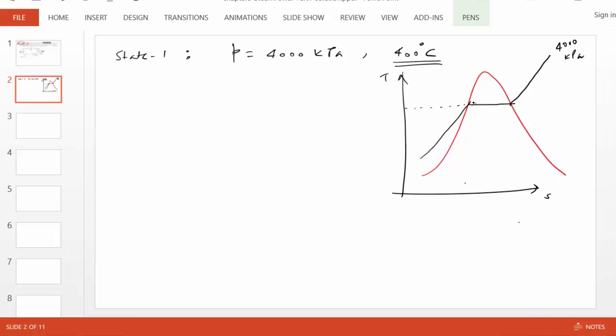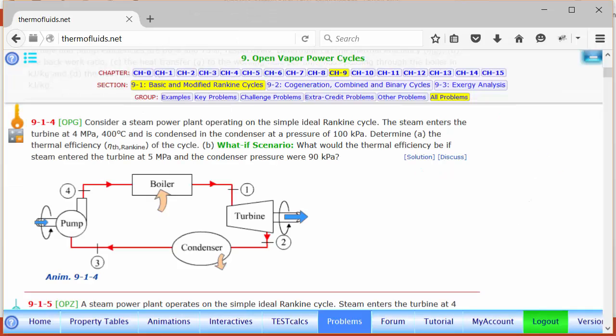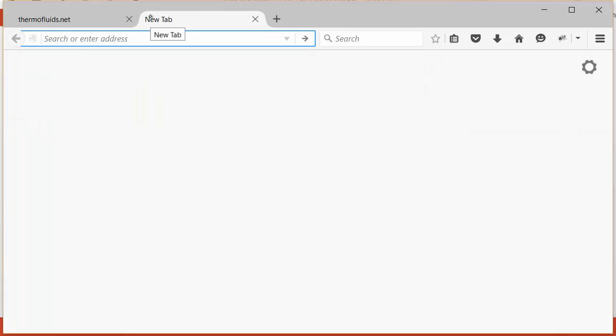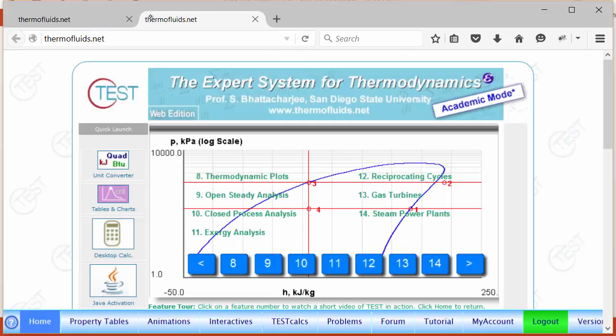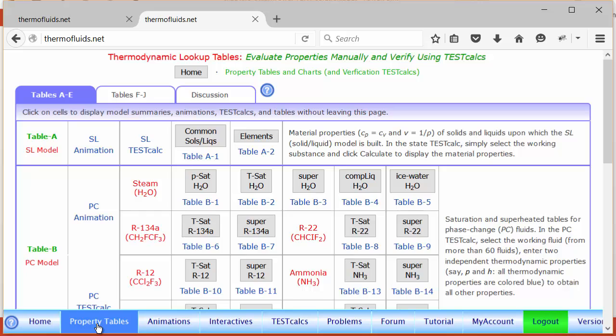So to figure out the state, you find the saturation temperature, T sat, at 4000 kPa, and that's this temperature. So let's see how we find the saturation temperature. We know the pressure, so we go to the pressure table. Okay, let's open another window and go to the property tables.